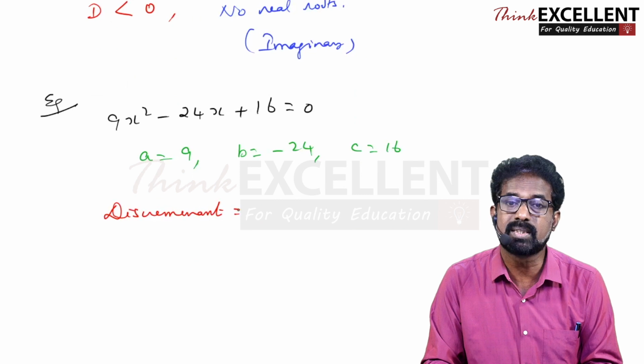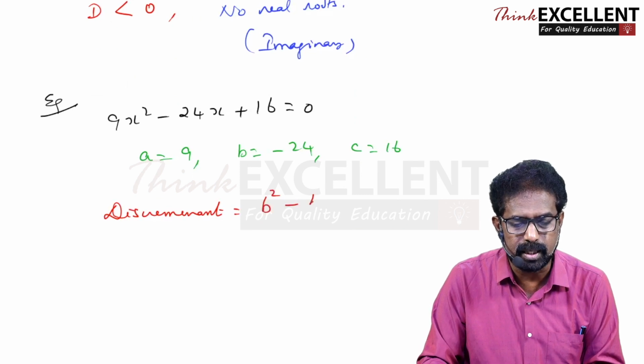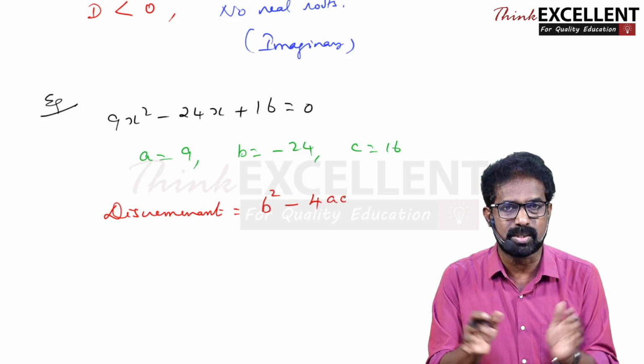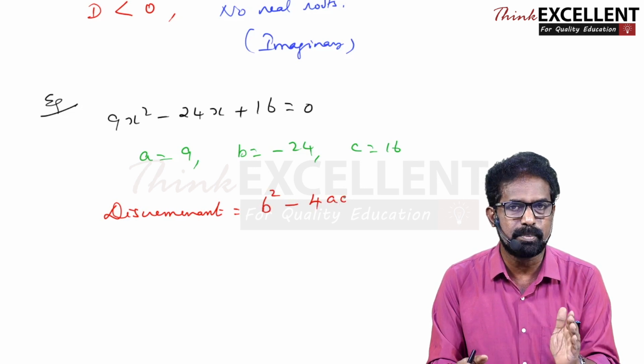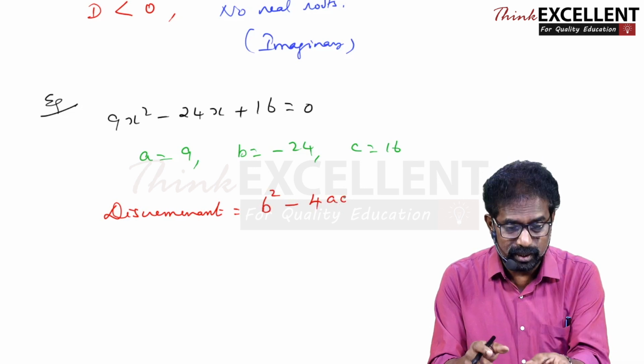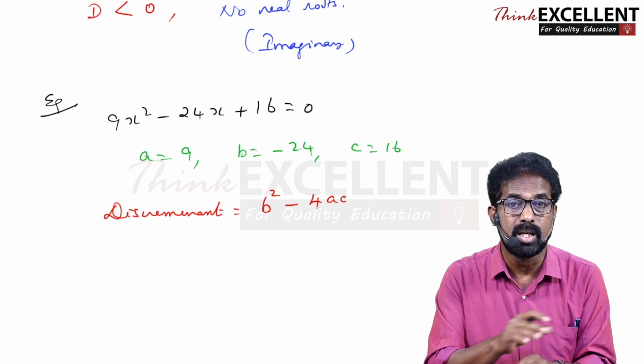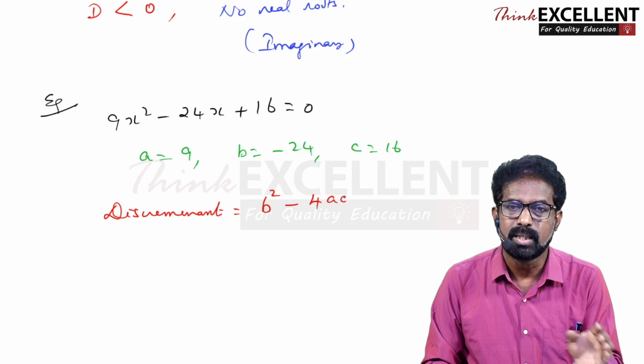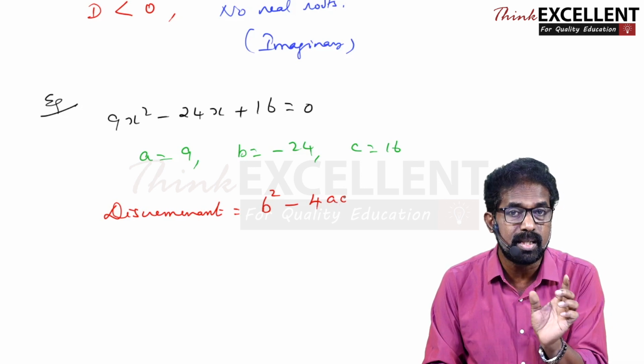What's the formula for discriminant? b square minus 4ac. You remember the quadratic formula, how to solve a quadratic equation? Minus b plus or minus root of b square minus 4ac, the whole divided by 2a. That is to solve the equation. This expression is only to find the nature of the roots.